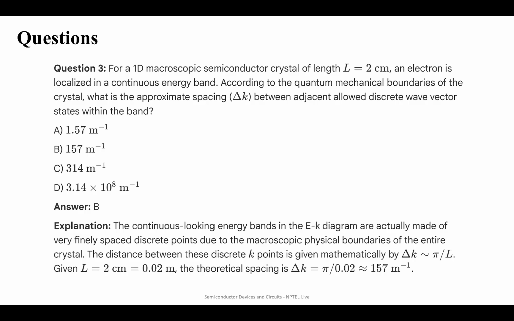So the continuous looking energy bands in the E-k diagram are actually made of very finely spaced distinct points due to macroscopic physical boundaries of the entire crystal. The distance between these distinct k points is given mathematically by delta k is approximately pi by L. Given L equals 2 centimeters, which is 0.02 meters, the theoretical spacing is delta k equals pi by 0.02, which is 157 meter inverse. So the correct answer would be option B, 157 meter inverse.